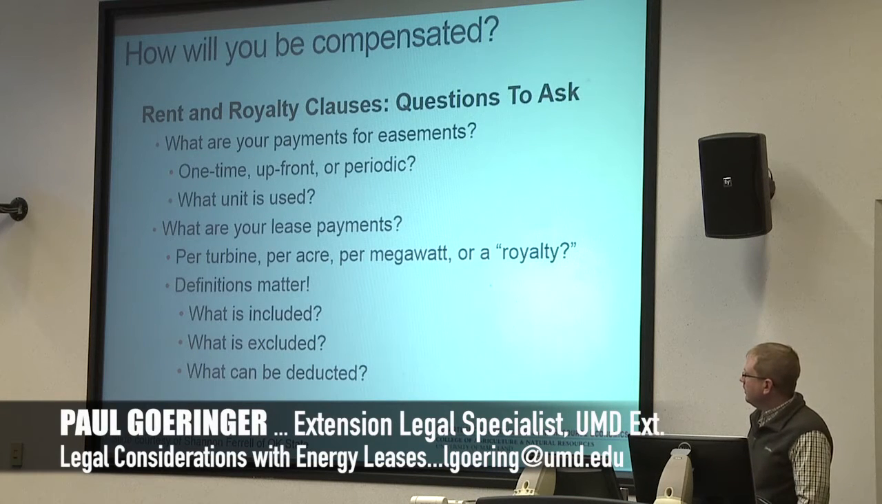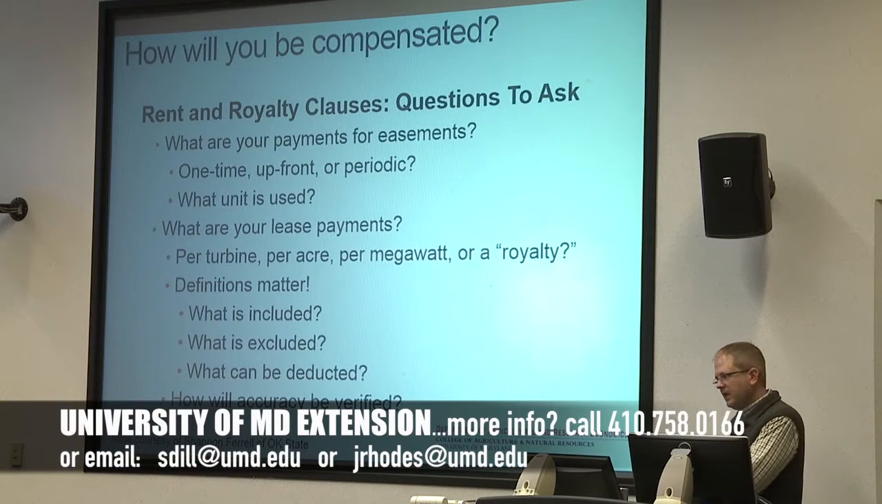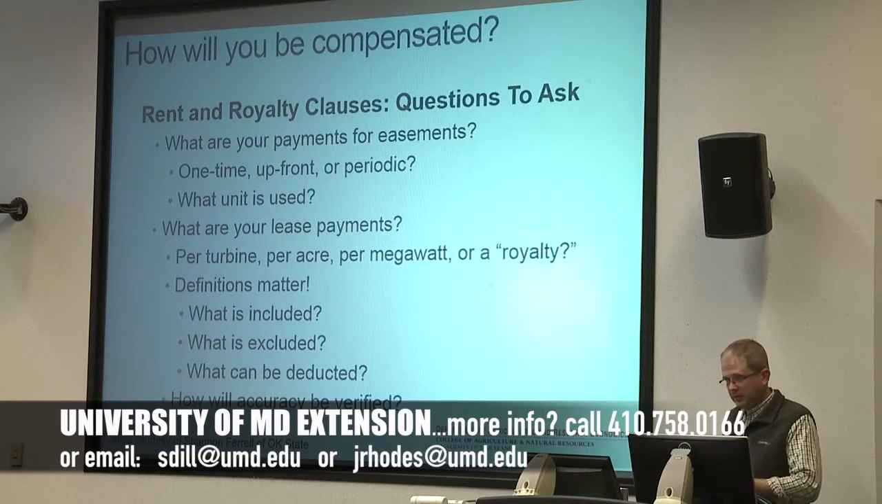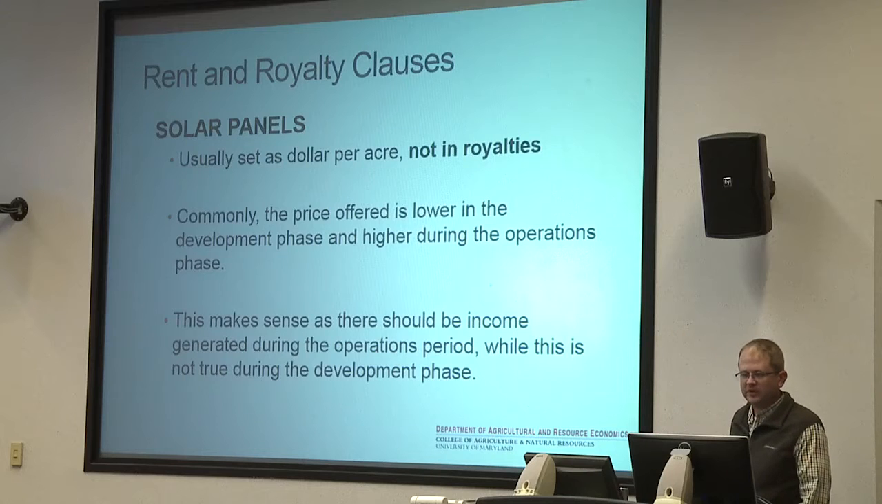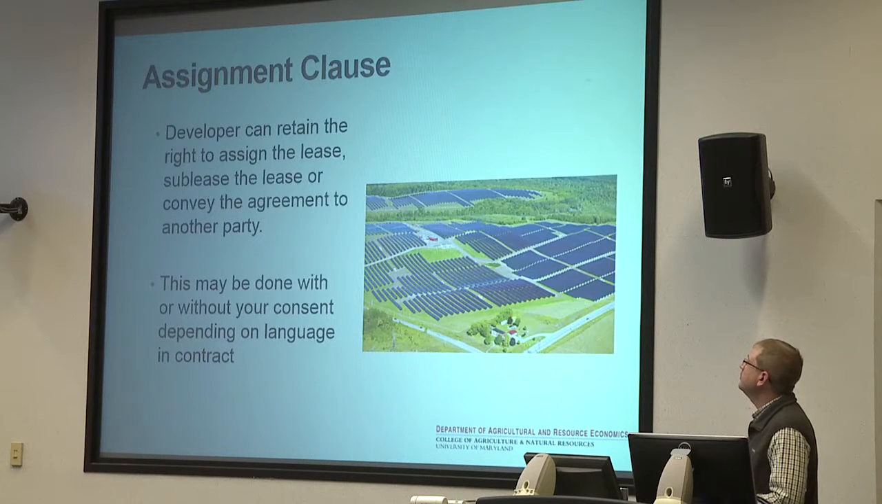So we need to look at what can be included in that deduction before they make it, what's excluded, and when can all this happen. And how do we verify the accuracy? So if we're looking at a royalty, how do we verify that they're actually deducting what they should be and doing what they need to be doing? With solar, it's almost always going to be an upfront rental payment each year. Make sure you pay attention to what that's going to be, how it's going to be paid out. And Sebastian's already talked about that.